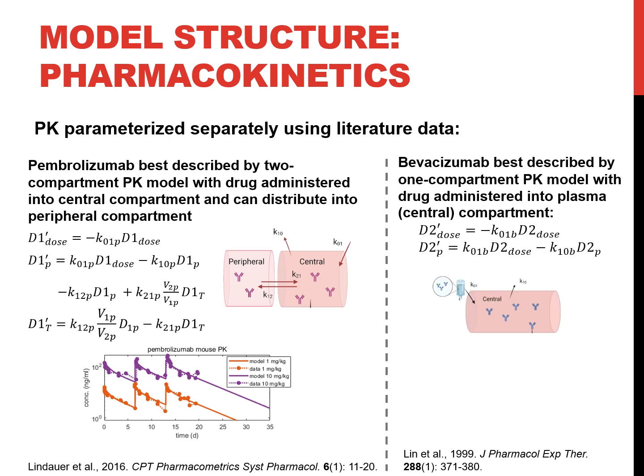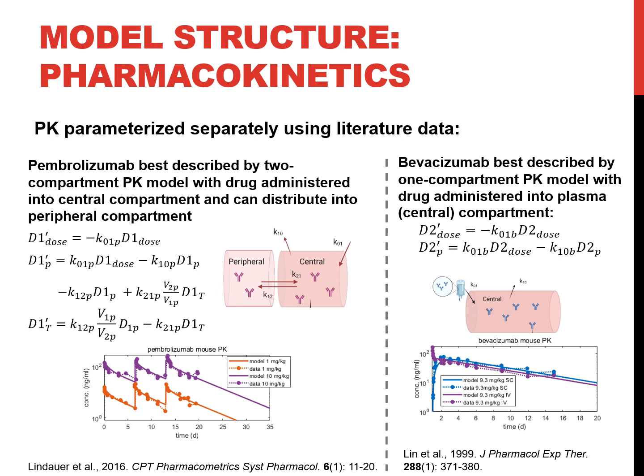Avastin, also found another paper, Lin et al. from 1999, mouse PK. This was better described by one compartmental model. Okay, that's pretty good. Again, pretty easy to do.